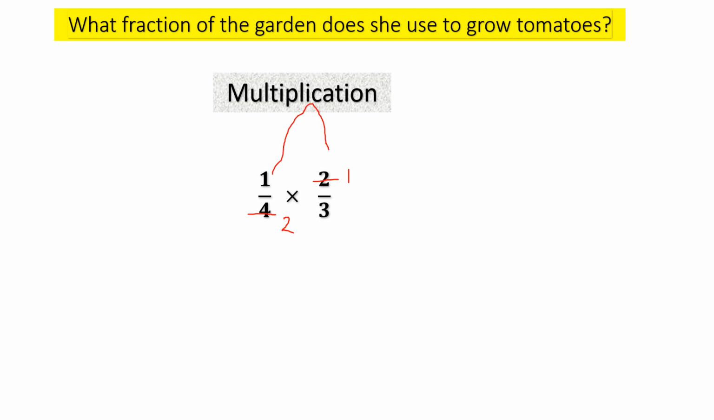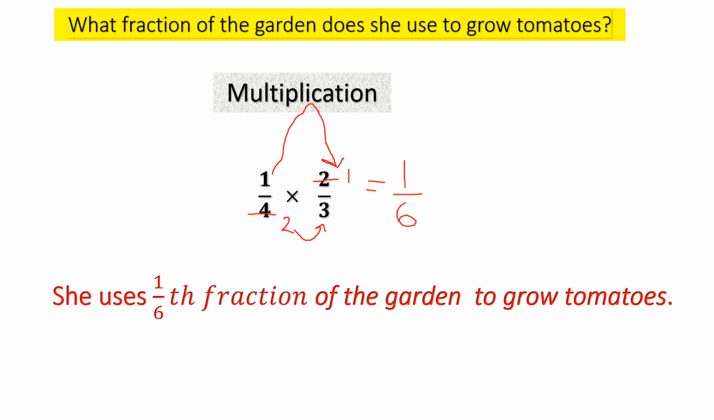So we will just multiply the numerator with the numerator. 1 multiplied by 1 gives us 1. And we will multiply the denominator with the denominator. 2 times 3 gives us 6. So we get an answer 1/6. So we can say she uses 1/6 fraction of the garden to grow tomatoes.